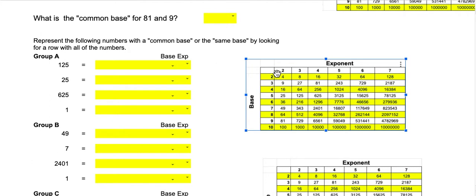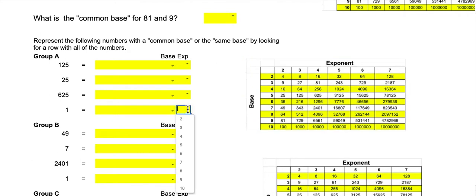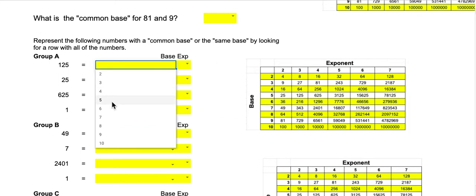So let's see here. I'm going to have to do a type over for this one. Okay, so 125 and 25. See if I can find those in the same row. There's 125, there's 25, there's 625. Okay, so it looks like I found the row. So it looks like it can all be represented with the base of 5.